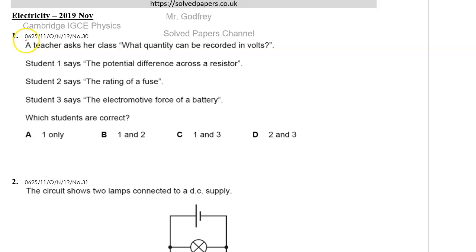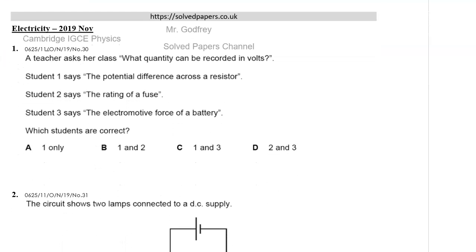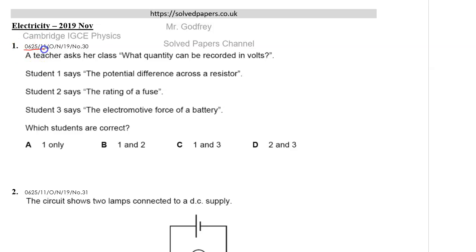Now, in every question, number 1, number 2, all the way to the number of questions that are in this paper, you'll find this. This basically gives you the question number and the question paper where this question appeared. This was question number 30. It was on variant 1, October, November. ON means October, November. 19 here means 2019. So you can always refer to the papers for any given question that I'm solving right here.